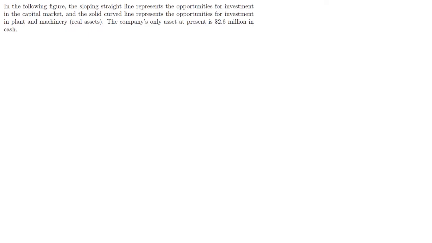We know that we're going to have a couple of time periods. We're going to have today on the x-axis, and tomorrow on the y-axis. Now in the real world, we're going to have more than two time periods: today, tomorrow, the day after, and so on. But just to make things clearer, we're just going to talk about two time periods. It says the sloping straight line represents the opportunities for investment in the capital market. We'll get to that. There's a solid curved line for opportunities for investment in plant and machinery.